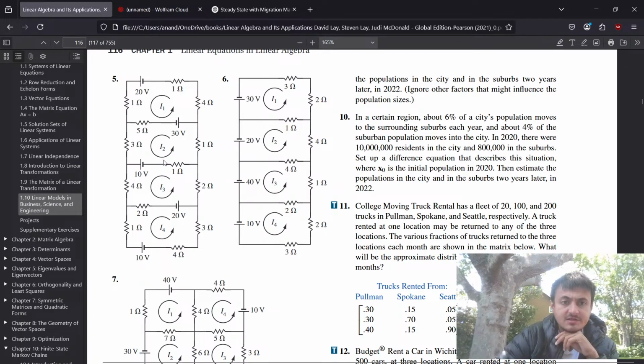Now, since the current's flowing this way and this one's flowing this way, then it's going to be minus 5I1 minus, I think, because this current is going to be flowing this way. So it's going to be minus I3.